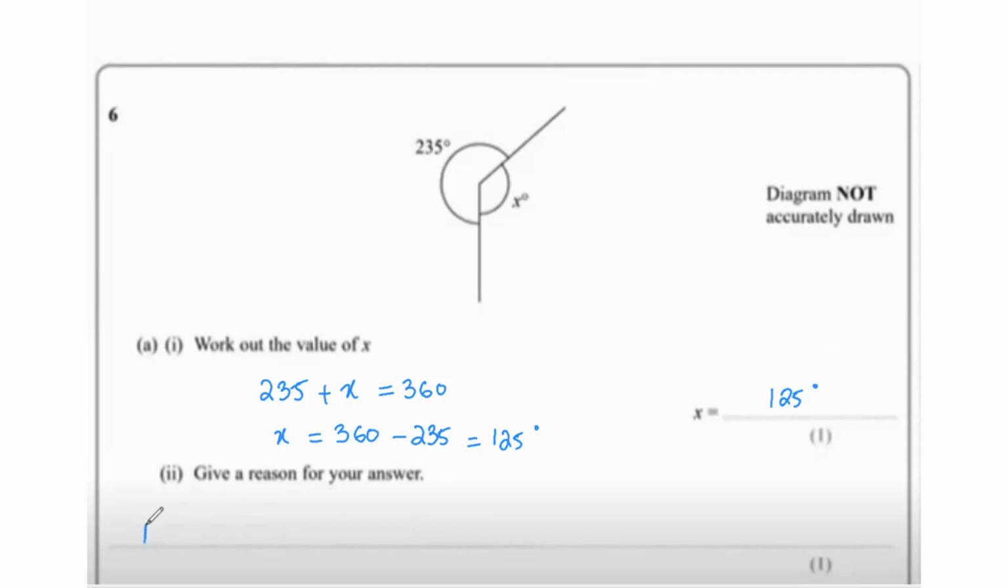Like I said, angles at a point equal to 360. More like sum of angles actually. Sum of angles at a point equal to 360. So for that, it's going to be sum of angles at a point equal to 360 degrees.